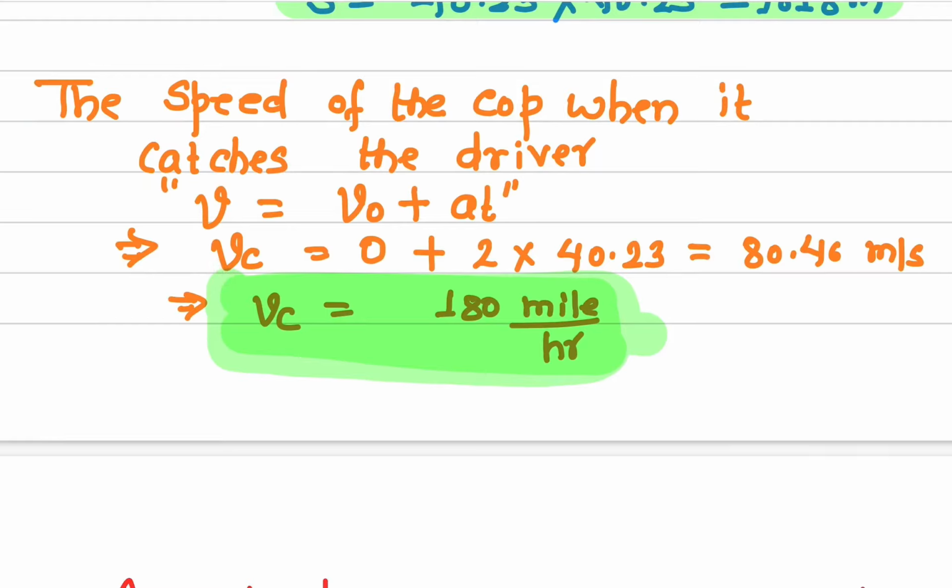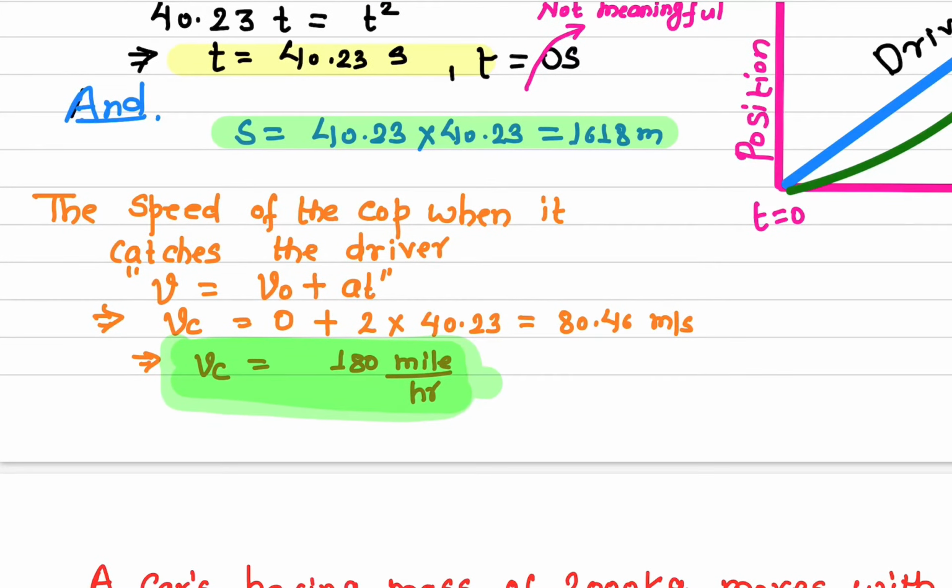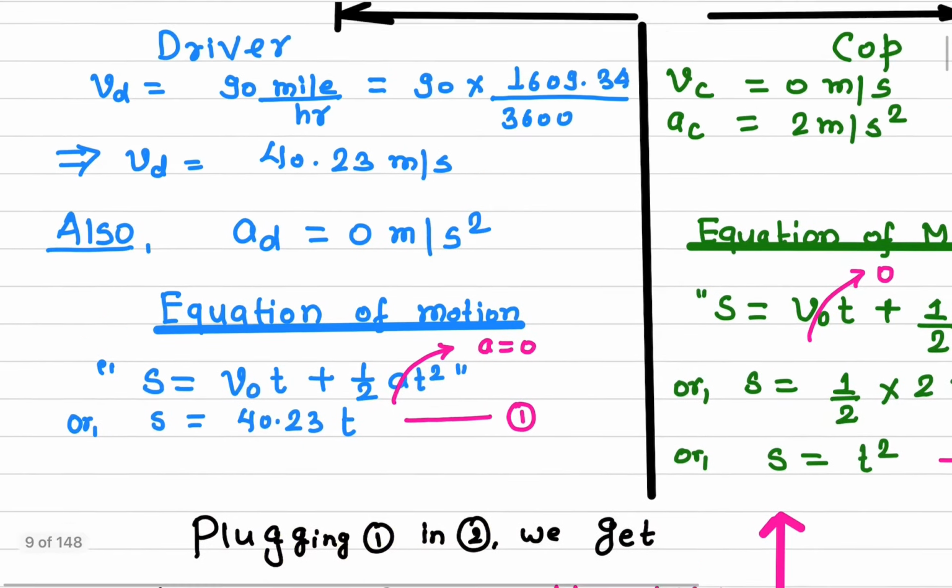And V0 is the speed of the police officer at time equals 0 seconds, which we know is 0. We know the acceleration, which is 2, and the time is 40.23. If we solve it, we get 80.46 meters per second. 80.46 meters per second. If we change this to miles per hour, that is 180 miles per hour.